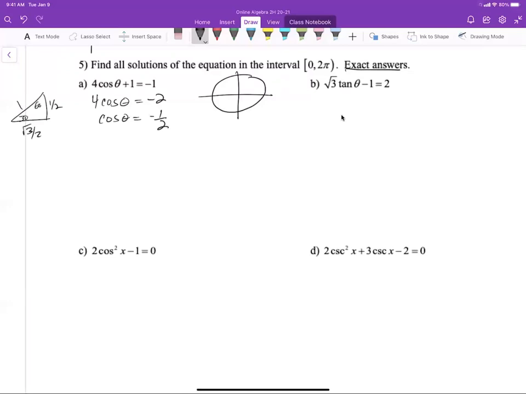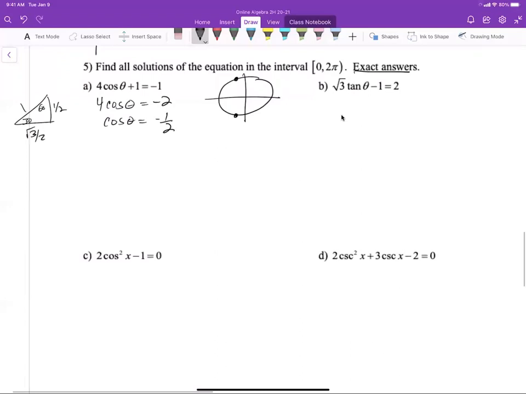So where does that occur? That occurs here and here on my unit circle. And so what angles is that? Again, having memorized your unit circle, that is going to be 2 pi over 3, comma, and the second one is 4 pi over 3. In the second quadrant, you subtract 1 from the denominator. In the third quadrant, you add 1.